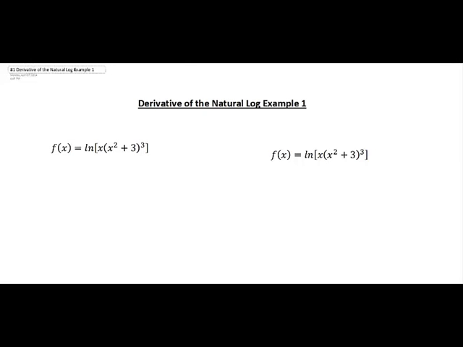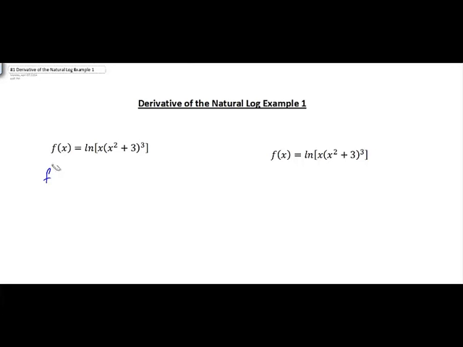Alright, in this video I'm going to look at a couple more examples of finding the derivative of our natural log. And with the examples we're going to look at here, I'm going to show you two different ways we can solve the same problem. So we have a function, the natural log of x multiplied by x squared plus 3, and that whole quantity is cubed. And we're taking the natural log of this whole piece. I want to look at how we can use our logarithmic properties to rewrite this first.